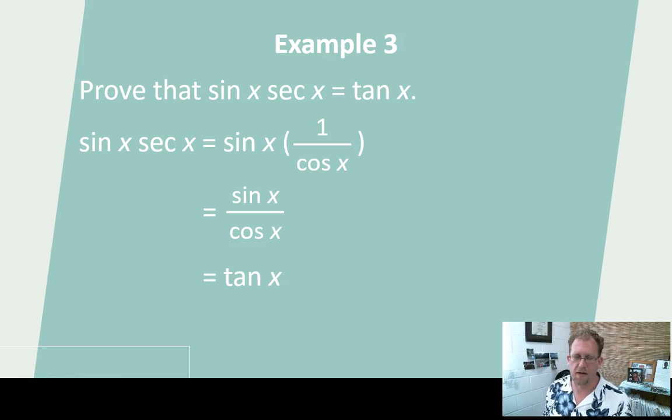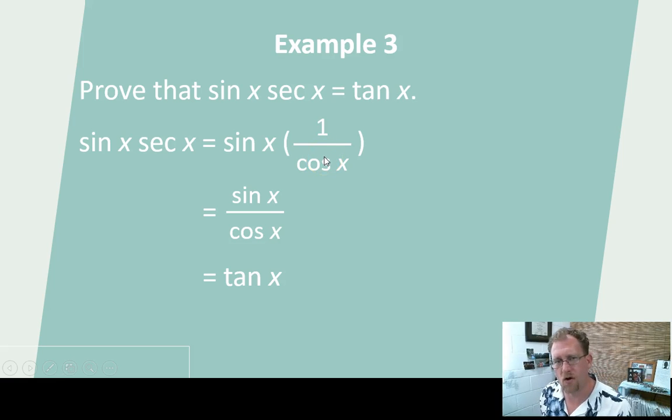Okay, here we go. Ready? Sine of x times the secant of x. Well, secant is the reciprocal of a cosine, so let's write it that way: sine of x times 1 over the cosine of x. Sine of x times the secant, sine of x times 1 over the cosine.